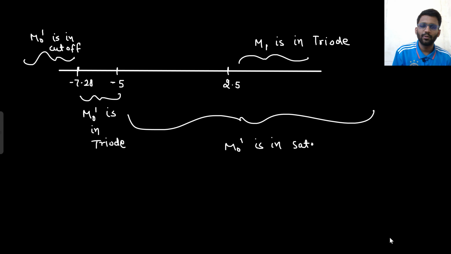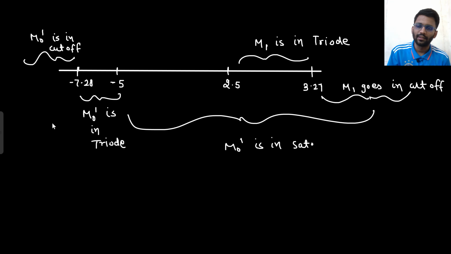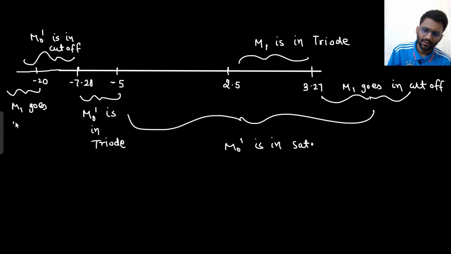So if Vin is greater than 3.27, let's just say this point is 3.27. So in this range M1 goes into cutoff, and if it is less than minus 20, what was the point? Minus 20. Here also M1 goes into cutoff. So this is the scene.